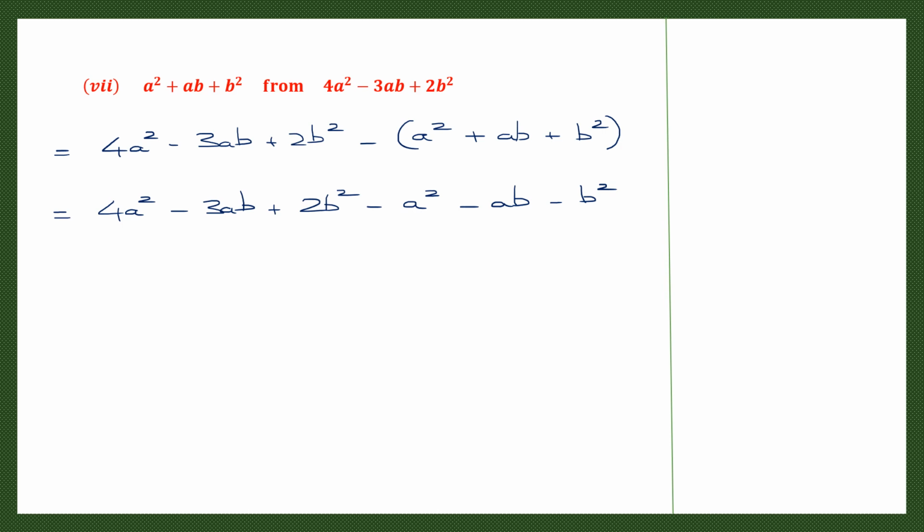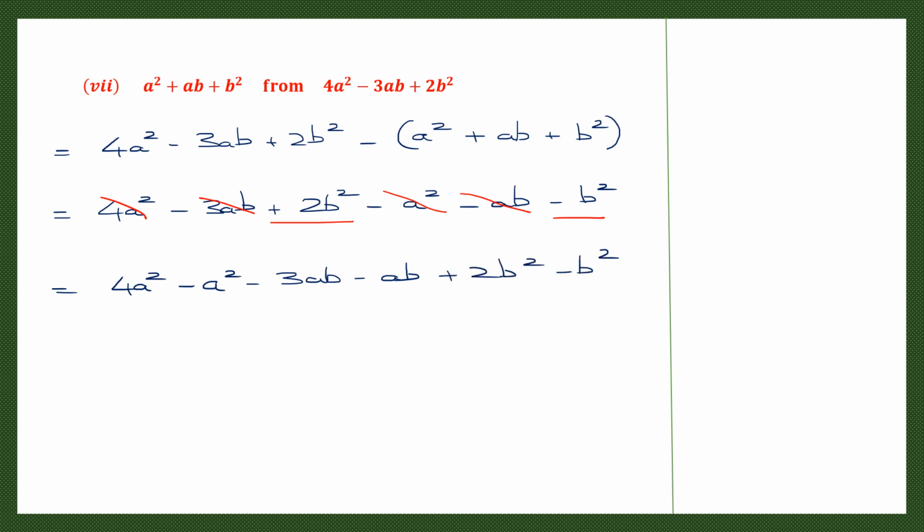Now the like terms. Let's get the like terms. 4a square minus a square. Let's write it together. 4a square minus a square. Next one, minus 3ab minus ab. Minus 3ab and minus ab. Then the last one is plus 2b square and minus b square. Minus b square.